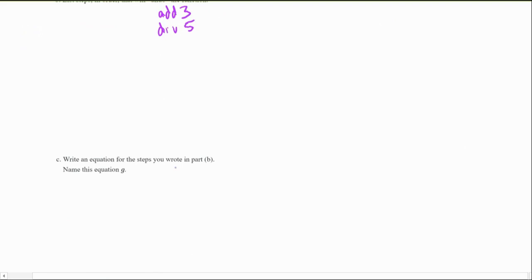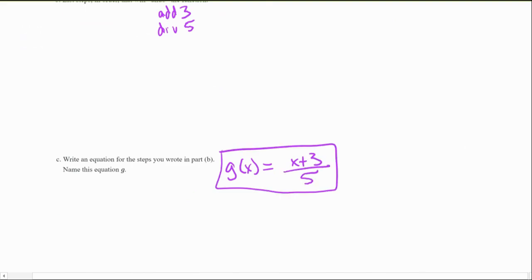Write an equation for the steps that you wrote in part B. Name this g. So we got g of x equals, we're taking something and adding 3, and then whatever that is, dividing by 5. There's our g of x.